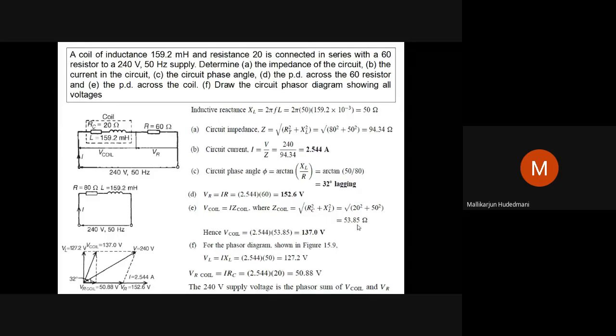So all the fundamentals are getting revisited one by one. So you have to concentrate on each individual solution, how it is being done. Okay, so voltage across the coil: what is that? It is Z coil of 53.85, 2.544 into 53.85 as 137.0 volt. So we could get V coil.